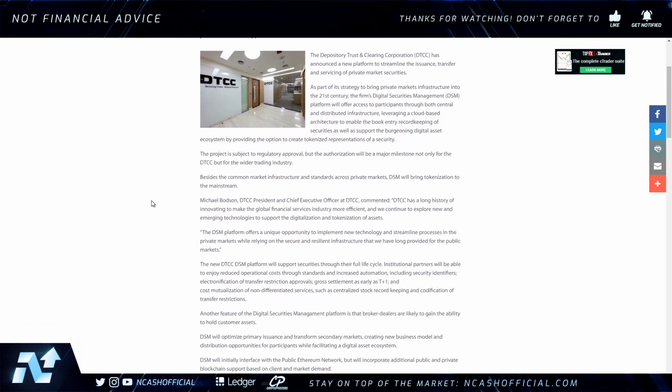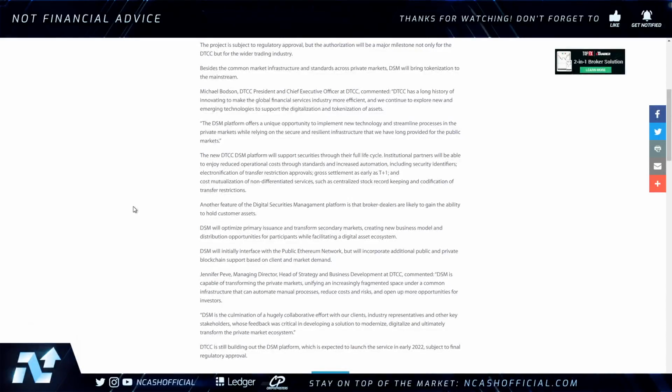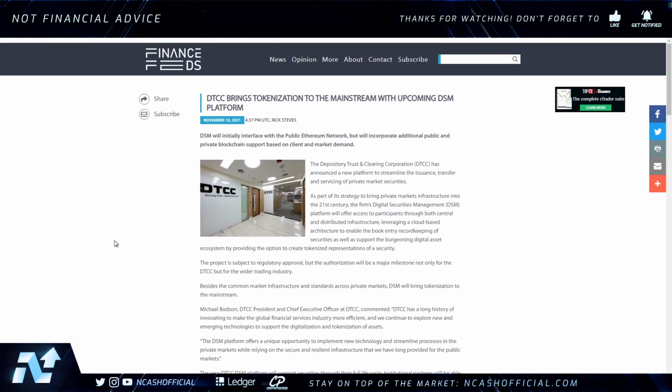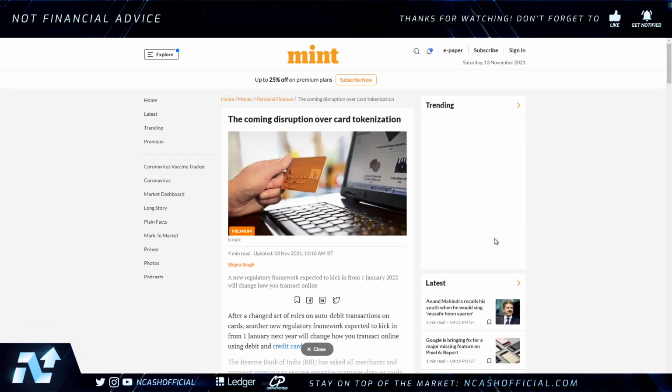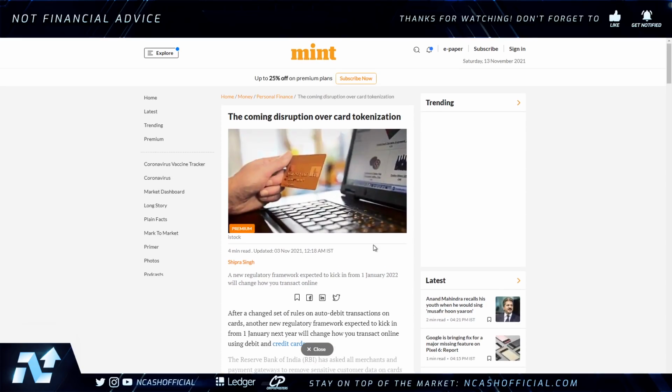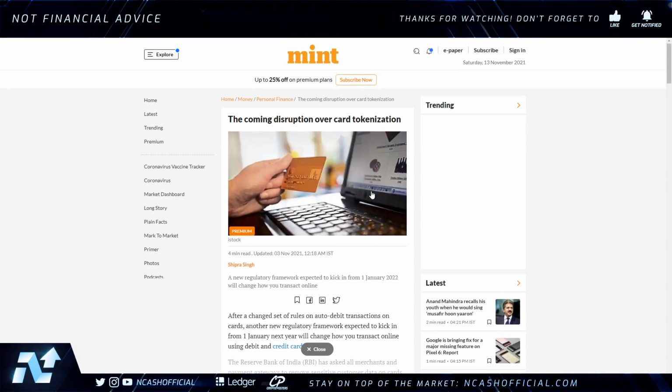I mean, who knows what this could actually lead to, but we know that at current scale, Hedera is already tokenizing securities with LCX. They already have plans to do that. So, will this be a big waste of time? Probably not, but I'm just saying this is still huge innovation in terms of tokenization. Again, the coming disruption over card tokenization. Everything is happening at a rapid pace, especially in terms of finance and tokenization.